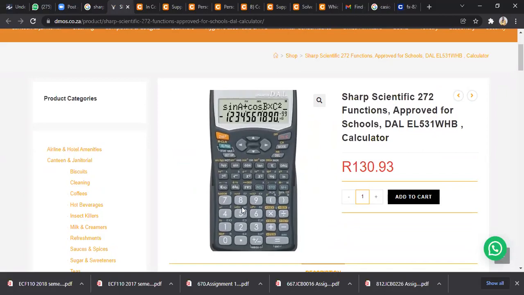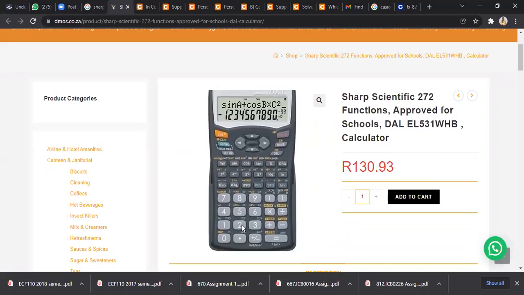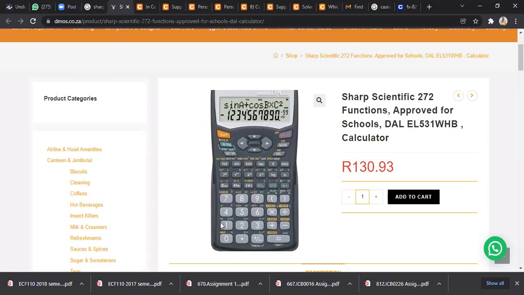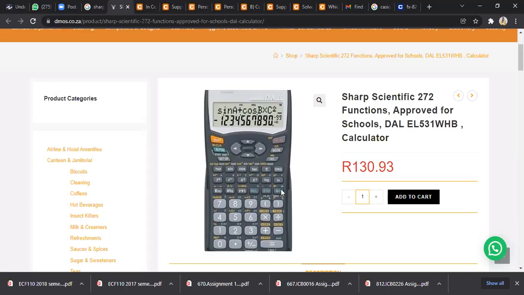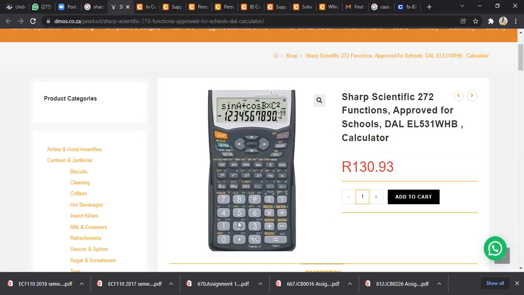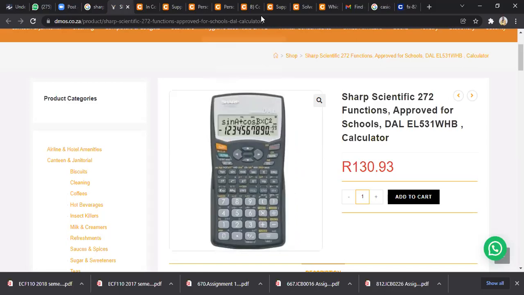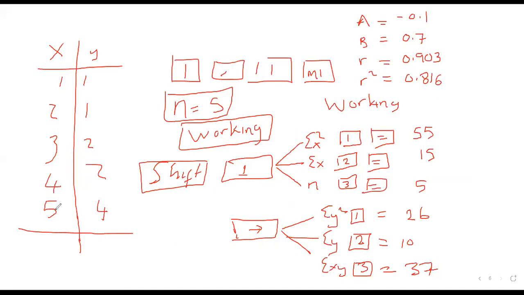Yes. Mod, then 11. Then you start entering the pairs as well. 1, your comma is on store. So 1, store 1, M plus. 2, store 1, M plus. So you need to enter all those data until you reach 5, 4. So your comma is store. Are you there? So quickly do that.